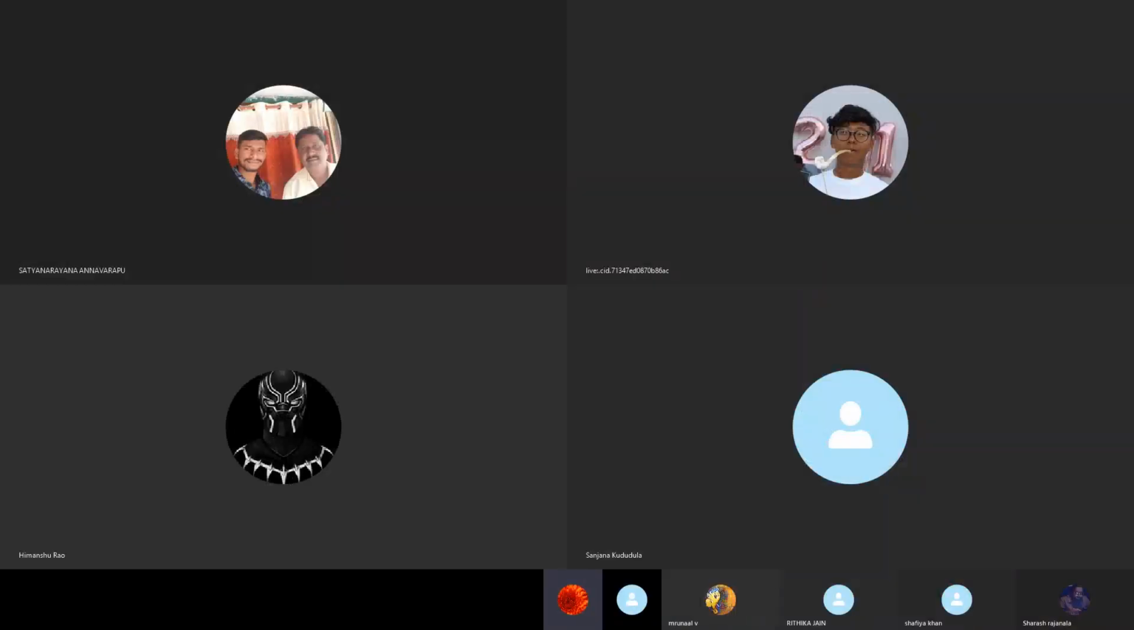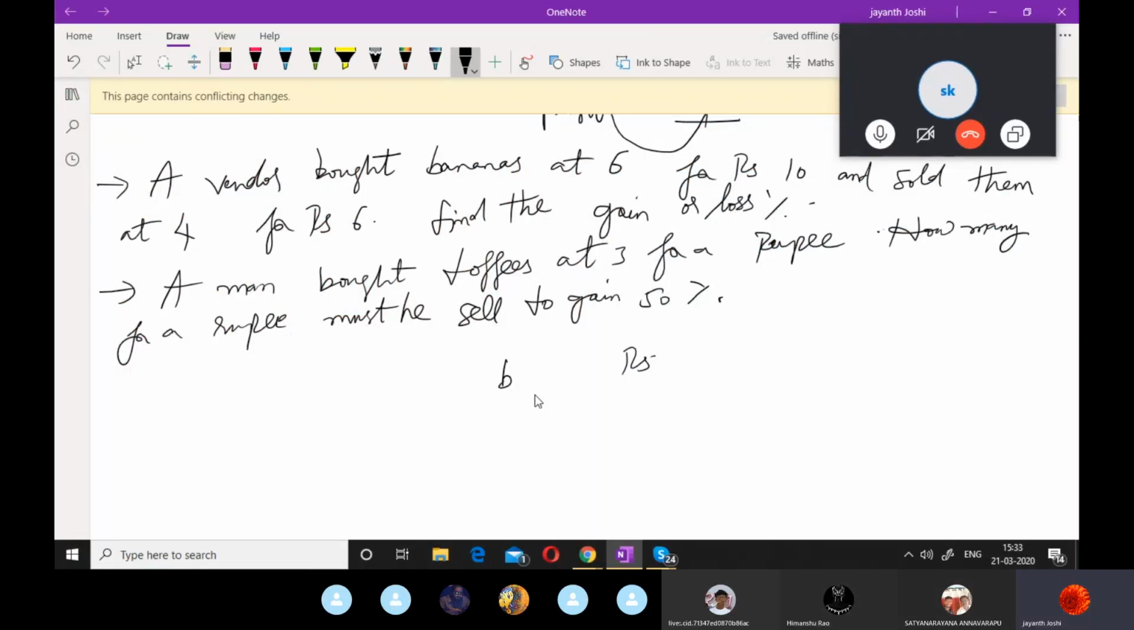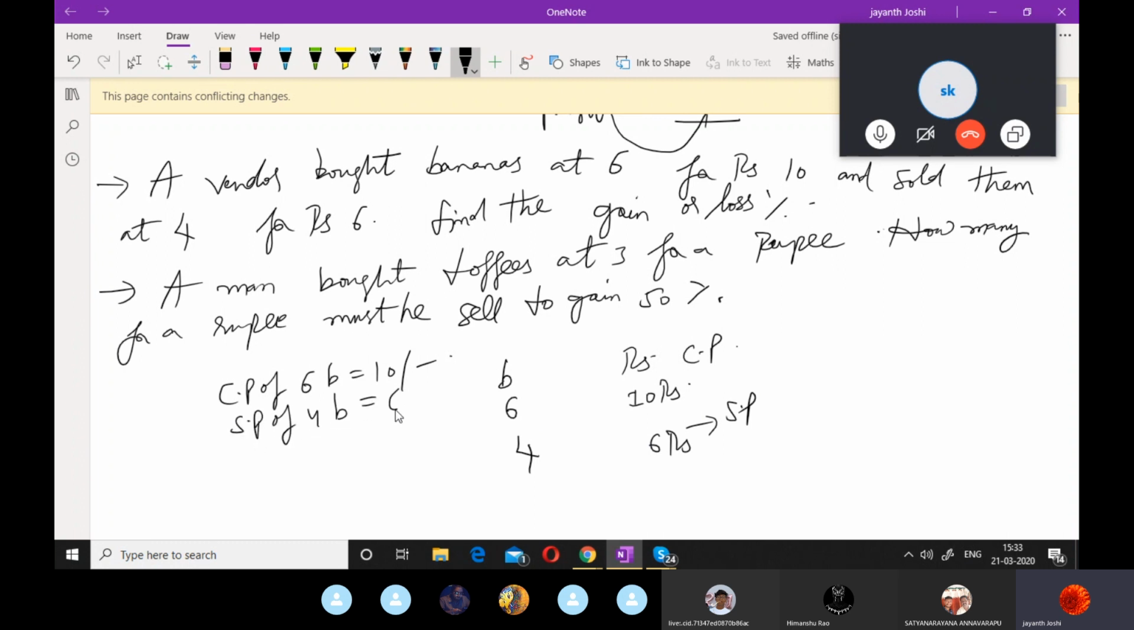Bananas at 6. That means he bought 6 bananas for 10 rupees. That's the cost price. So the cost price of 6 bananas is equal to 10 rupees. And he sold them at 4 for 6 rupees. So he is selling 4 bananas at 6 rupees. This is the SP. So the SP of 4 bananas is equal to 6 rupees.